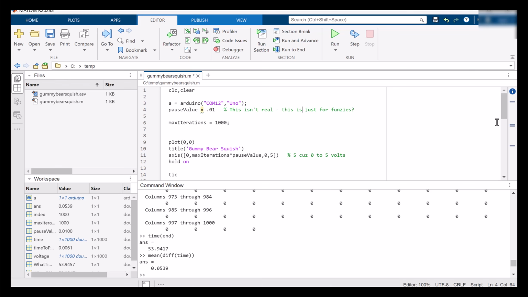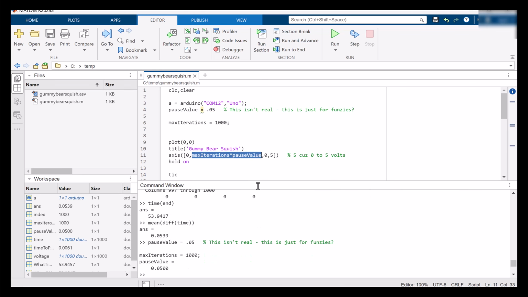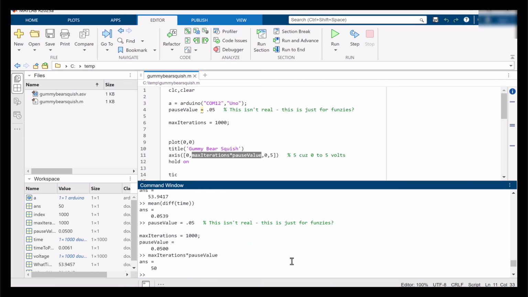So this is some kind of a pause value that's not really a pause value. It must have something to do with tick and tock and how something works. I don't know. I'll just have to play with it. But I do like the graph it's giving me. So now I need to figure out this max iterations thing.